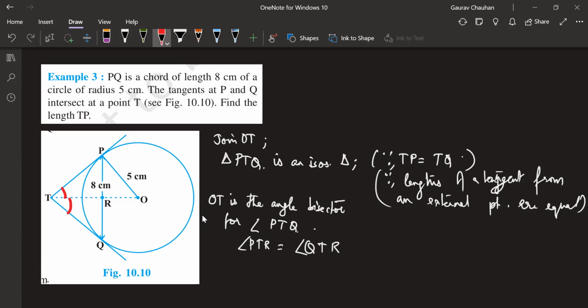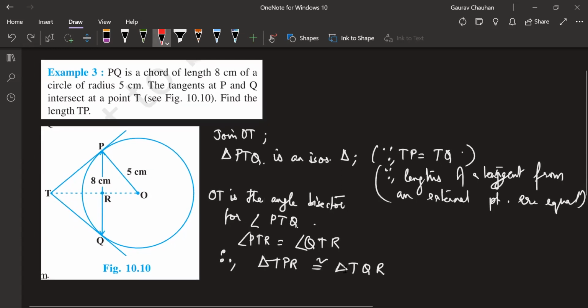Now I have these two angles equal. I have this side equal to this side, TP equal to TQ. And I also have this side as common, which means I can show that this triangle is congruent to this triangle by SAS. I'm just going to skip the steps of that here. I'm going to directly write, therefore, triangle TPR is congruent to triangle TQR, and you can show it by SAS. We have already shown this is equal to this. These are common, and TP is equal to TQ, we've already shown above.